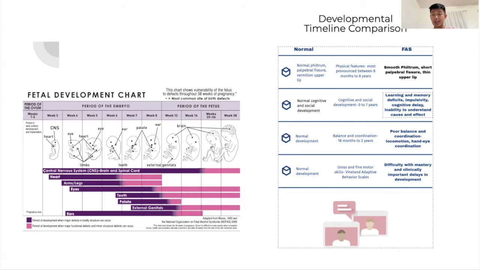And you'll notice that balance and coordination is pretty interrelated with the next section, which is gross and fine motor skills. And these motor skills are assessed with VABS, which is again the Vineland Adaptive Behavior Scales. And they also show difficulty with mastery or delays in development compared to people without fetal alcohol syndrome. This could mean that they reach a standard level at a delayed time, or they require more skeletal muscular strength, which is also a problem with fetal alcohol syndrome.